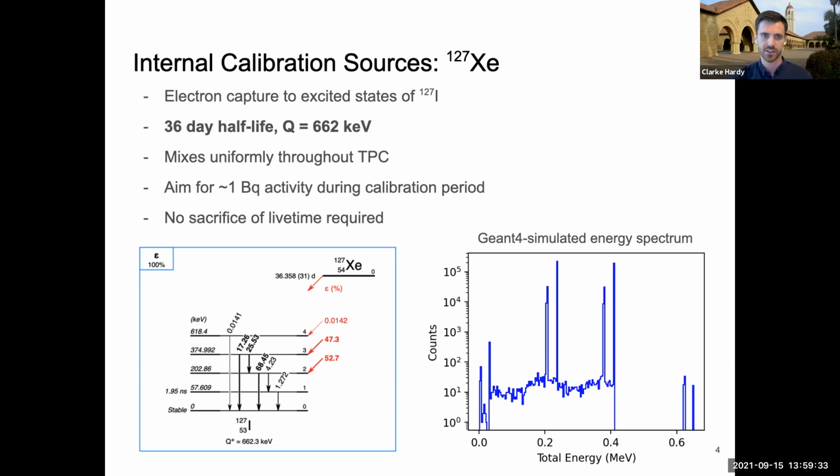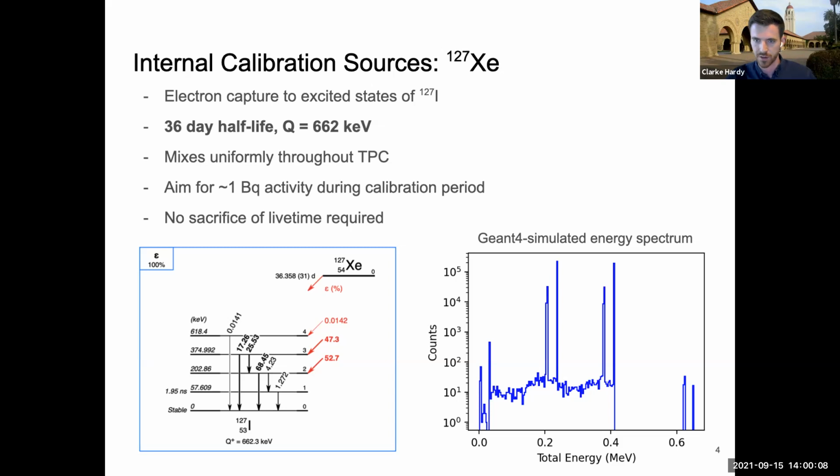This source is basically an electron capture to excited states of iodine-127. The half-life is 36 days and the Q value is 662 keV. The idea is that we'll mix this uniformly throughout the TPC, aiming for about 1 becquerel of activity during the calibration period. Because we have this long half-life and we can just mix it through the TPC and maintain this activity, we don't actually need to sacrifice live time, provided we don't have such a high rate that we're causing pileups in our data acquisition.